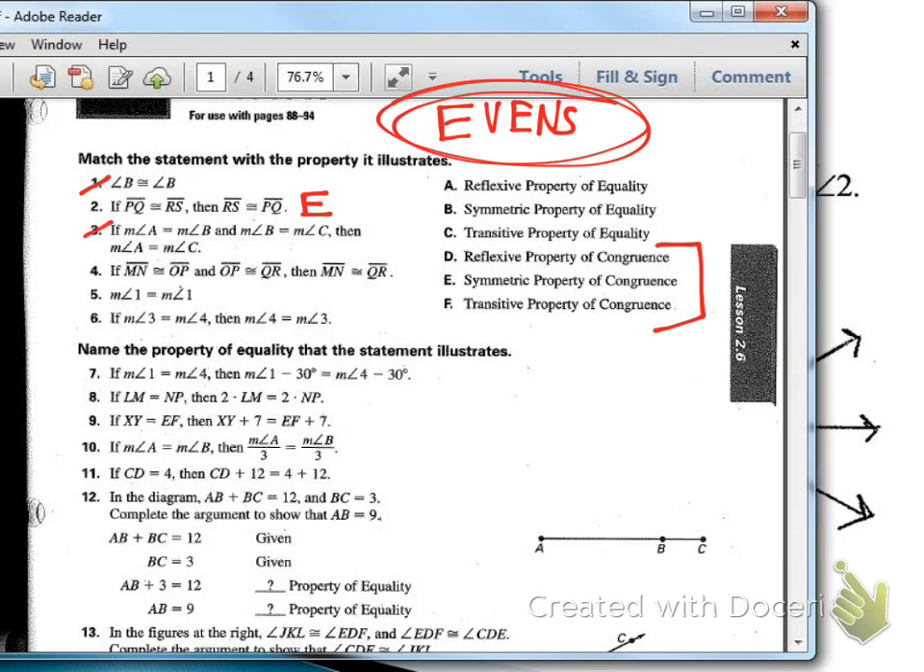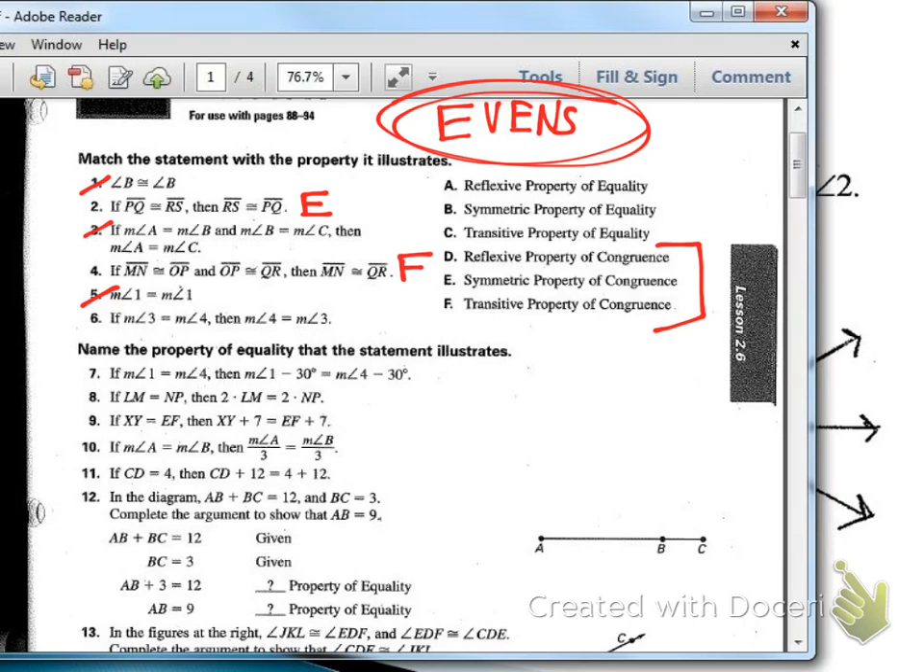Skip 3. It looks like on number 4, we're again just talking about congruence, so we're looking at D, E, and F. And it looks like they cut out the middleman. Transitive, good, of congruence, so that's F. You can skip number 5.